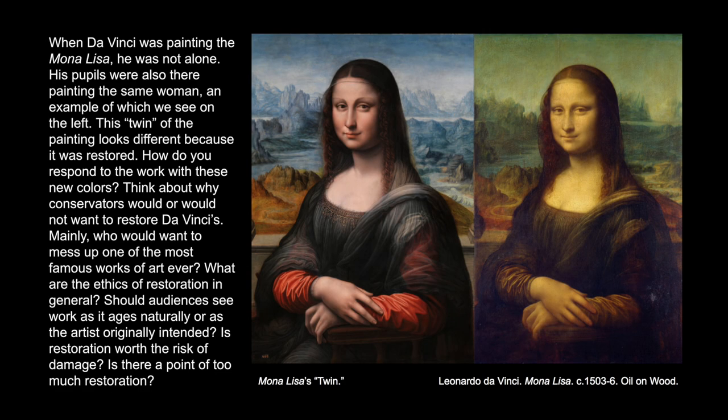The interesting example we're going to talk about for this video is the Mona Lisa's twin. So when Da Vinci was painting the Mona Lisa, he was not alone. He actually was surrounded by his pupils who were also there painting the same woman, an example of which we can see on the left. This, quote, twin of the painting looks different because it was restored, whereas Da Vinci's version was not.